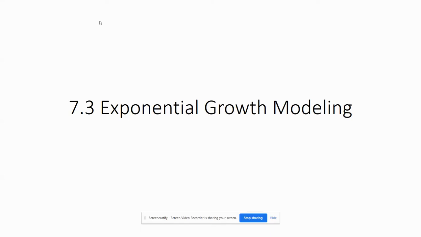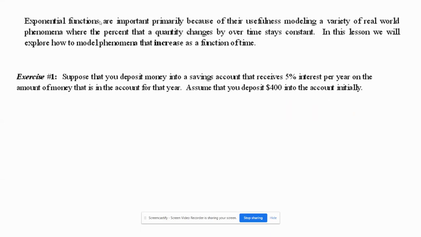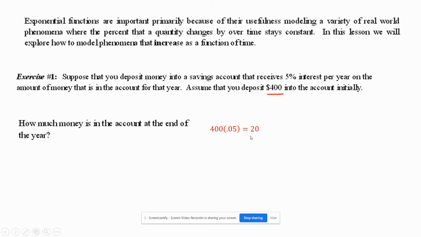In this video, I'm going to take you through exponential growth modeling. So in this example we did in class, you deposit money in a savings account, it receives 5% interest, and we want to know if we deposit 400 into the account, how much is there at the end of a year. So we could do 400 times 0.05 to get the amount of money we're getting each year, but then we have to add that to how much we deposited. So the total in the account at the end of a year is 420, and that's simple enough.